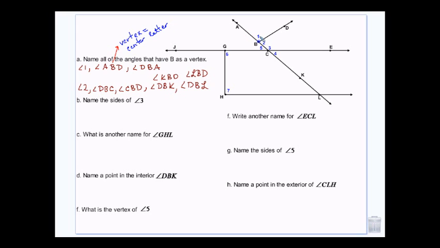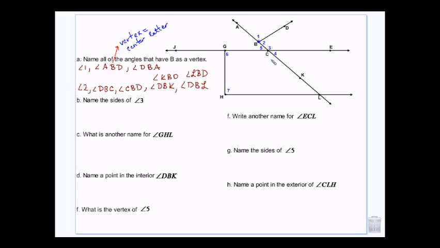Now, you see how this number has no degree marks? If it had a degree mark right there, that wouldn't be angle 1 anymore. That would be a 1 degree angle. That would be the measure. But if it has no degree marks and it's just a number sitting in there, it's also the name of an angle. So I can call this angle ABD or angle 1 or DBA.